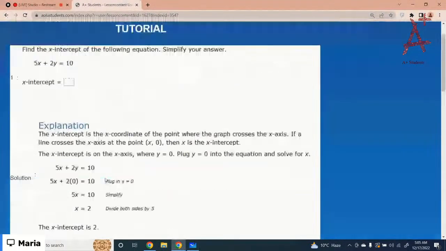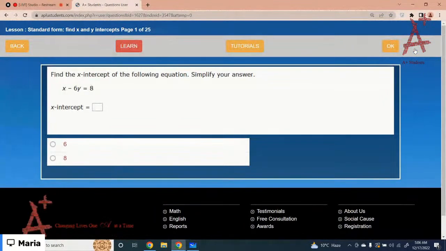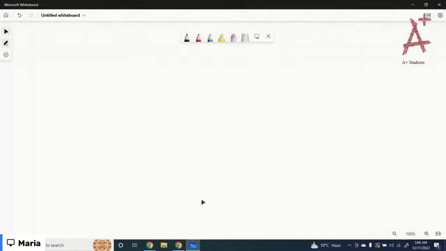Okay, let's just start with the test question. Okay, the first one is find the x-intercept of the following equation. Simplify your answer. It would be x minus 6y equals 8. You have to find the x-intercept. And x minus 6y equals 8.